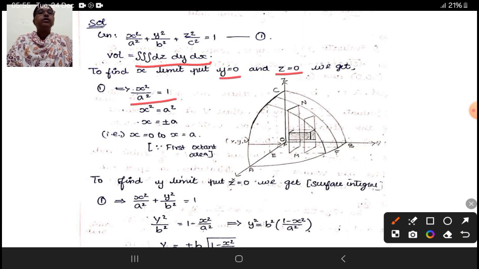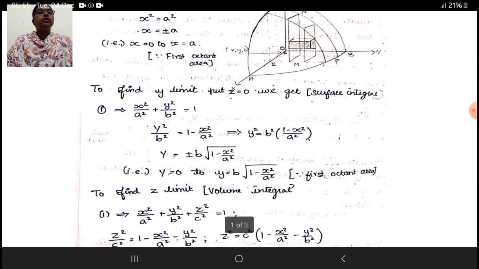So x squared by a squared only we'll get, which is equal to 1. Cross multiplying, x squared equals a square. From that, x equals plus or minus a. Since it is in the first octant, we take only the positive value. So x from 0 to a only. And then we move on to the second limit, that is the y limit.